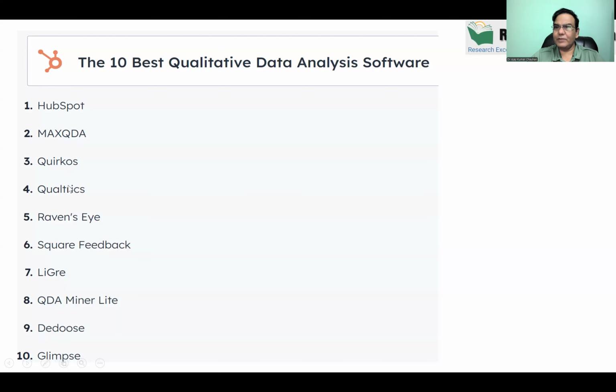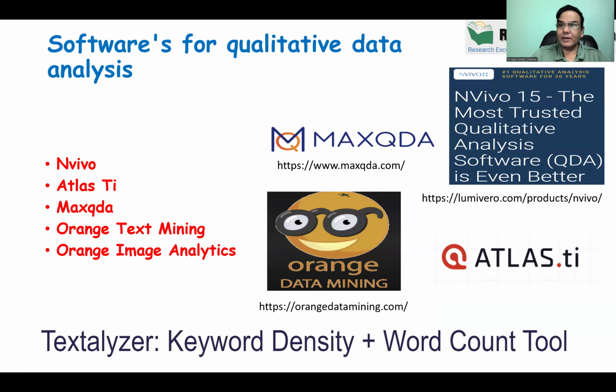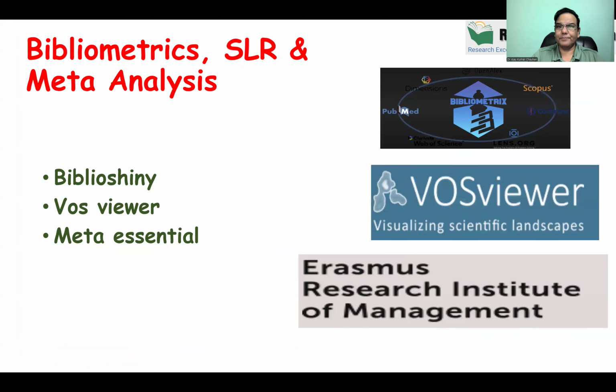Unfortunately, we don't have any free software. The only free software is the Orange software. Although R and Python also offer some libraries, they require a lot of coding, so that's why I'm not recommending them. So my recommendation is only NVivo, Orange text mining, and Orange image analytics. So these three softwares are sufficient for conducting qualitative research.